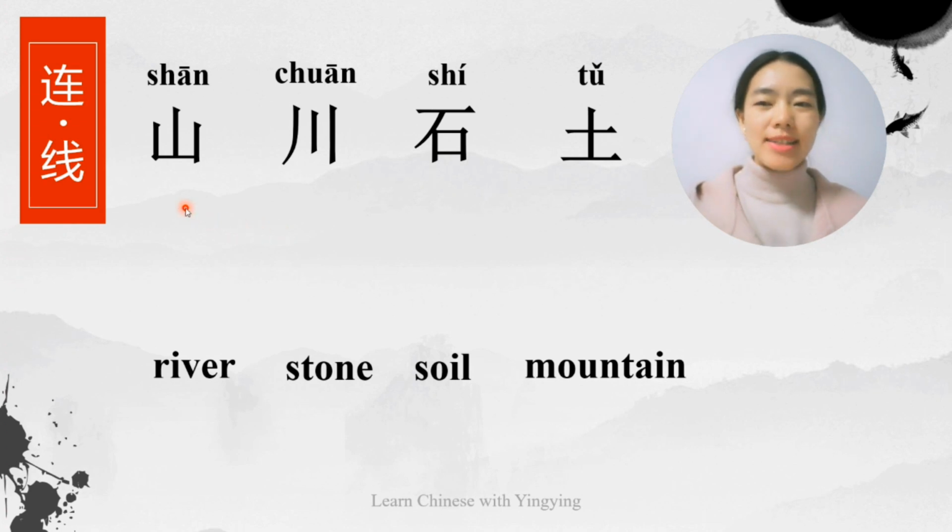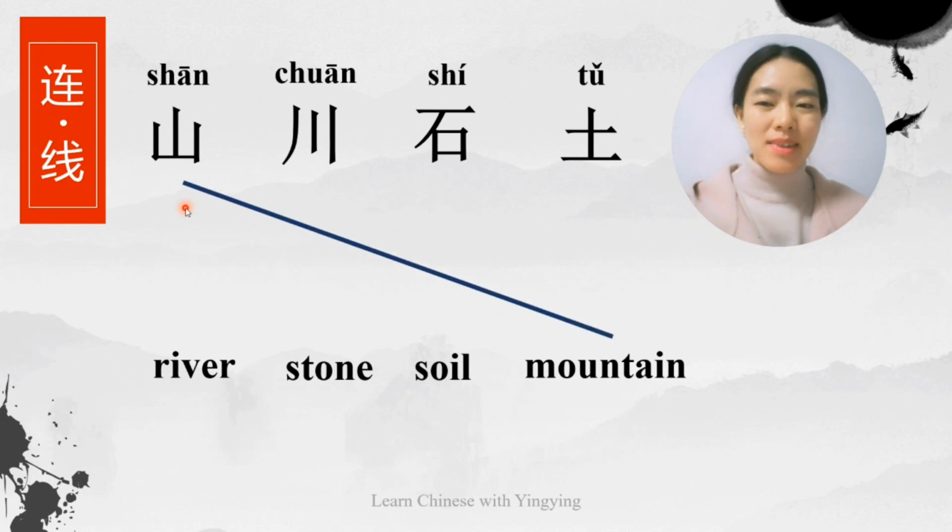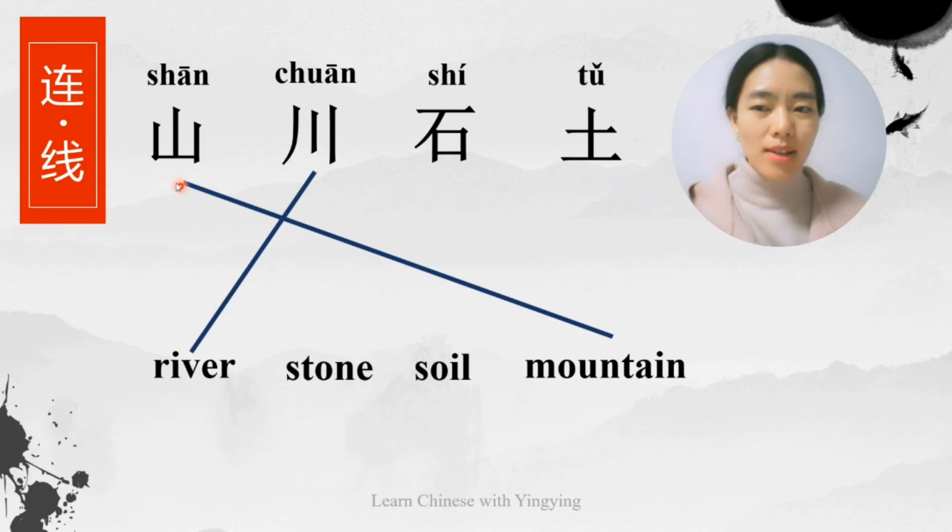The first word is shan. Shan. It means mountain. The second word is chuan. Chuan. It means river. While the two may sound similar, they are different. Do you notice it? This one is shan.